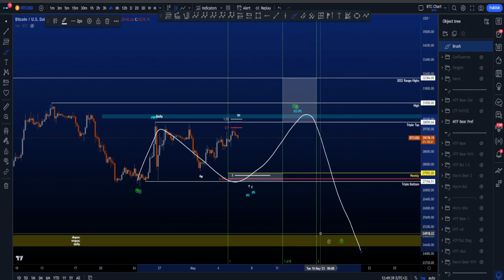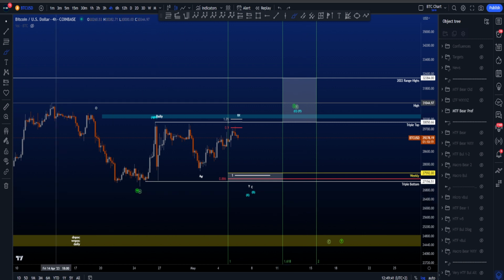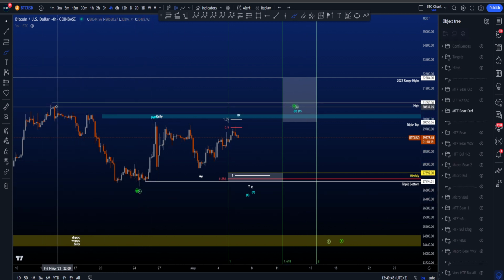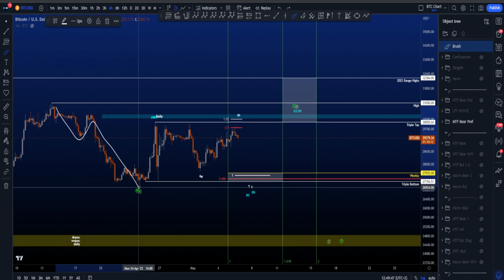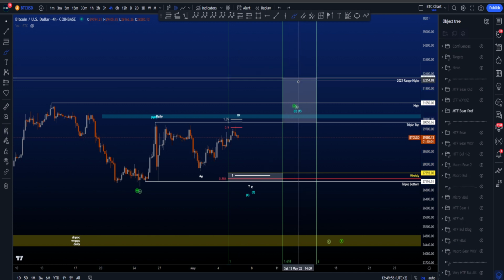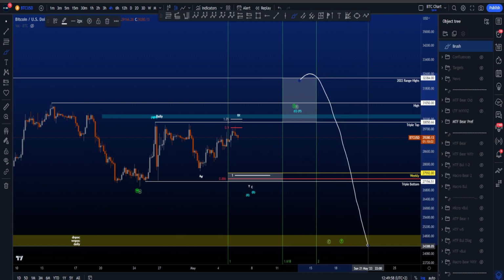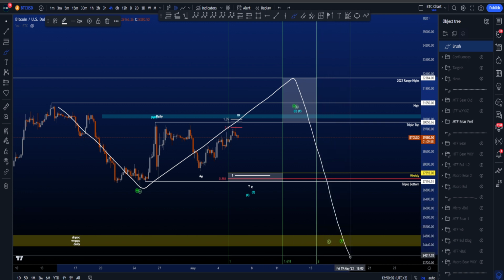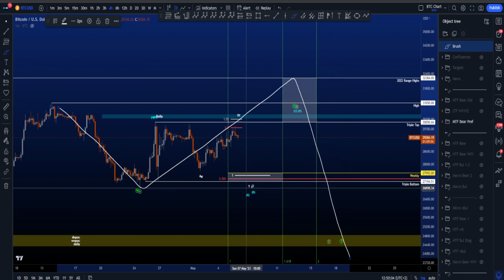which is an impulse. But if this is a 3-wave structure, it opens up more possibilities in then a flat scenario, which is a 3-wave A followed by a 3-wave B, where the target area for an expanded flat wave B is the 2022 range highs at 32.4k, for then an impulse down for wave C. So then we have an A, B, and then eventually a wave C to the downside, an expanding flat.